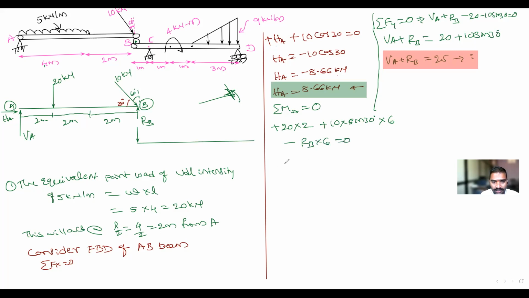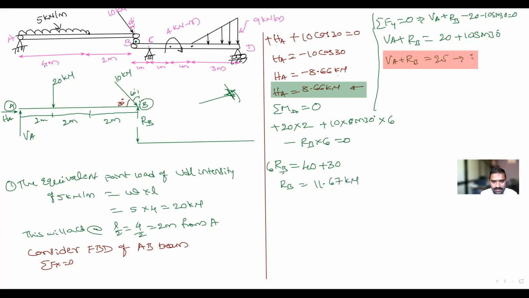So I transfer RB: 6 times RB is equal to 20 into 2, that is 40, plus 10 sin 30, which is 5 into 6, that is 30. So RB is equal to what is the answer? 70 divided by 6. Check it again. RB into 6 is 70. RB is equal to 11.67.